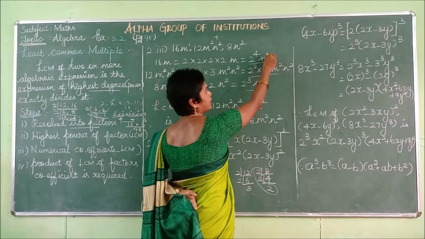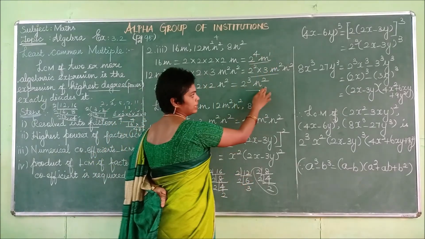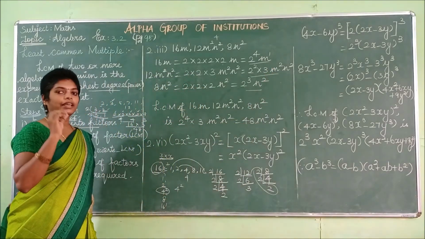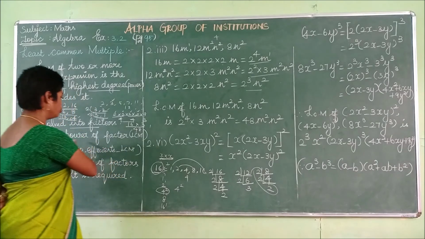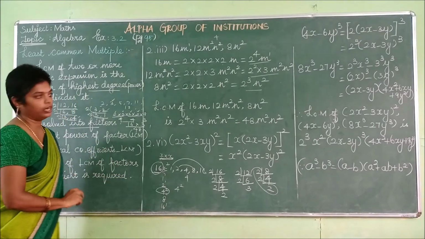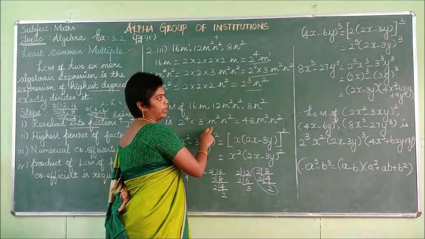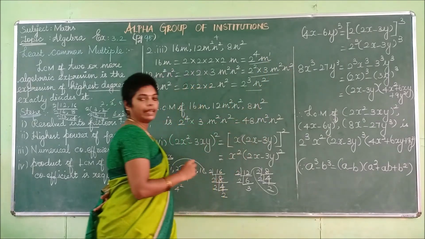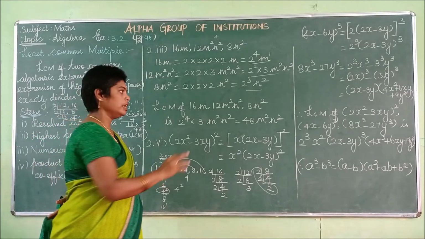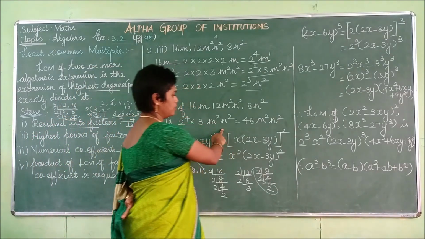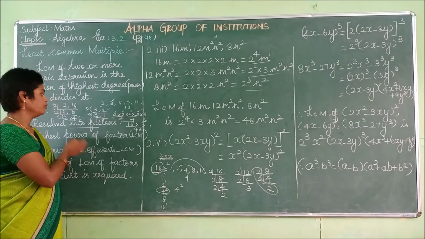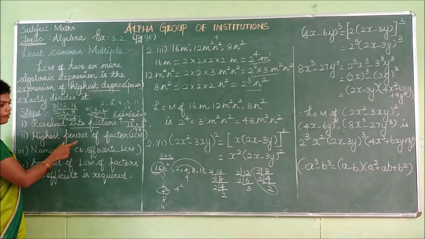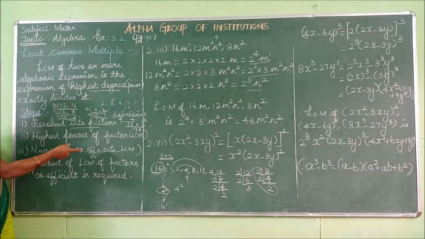Then the m term. Here the m power is 1, and in the other terms the m power is 2. So you can take m power 2, because I have to choose the highest power of the factors only. So I have chosen m squared. Then for n, the first has no n, and these two terms contain n power 2. That is the highest, so I have chosen n square also. So listen carefully. For finding this, resolve into factors, then the highest power of the factor will be taken as LCM.